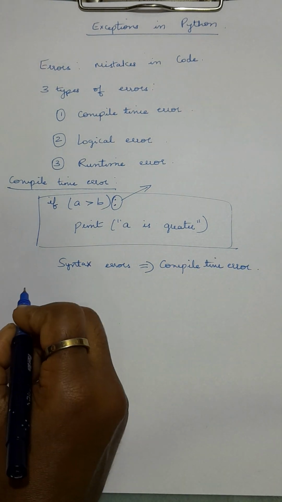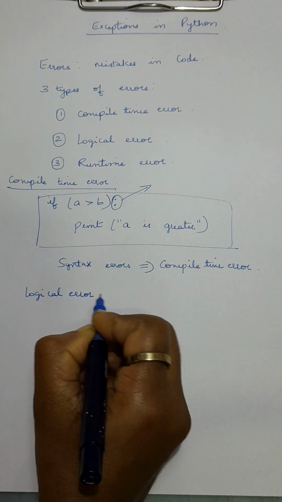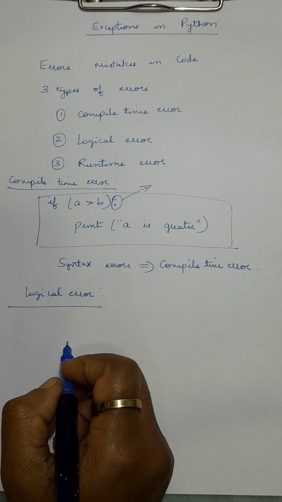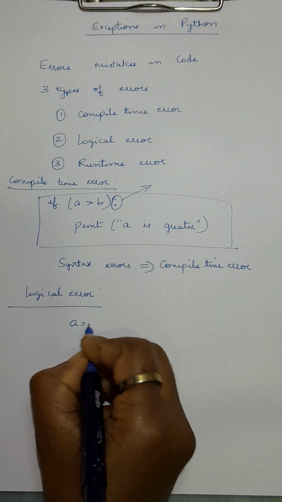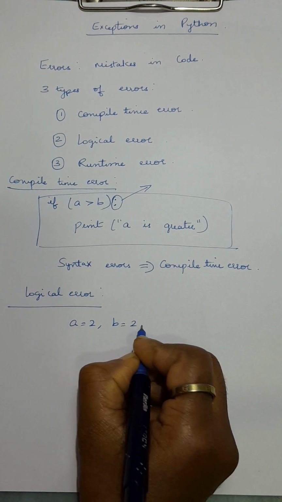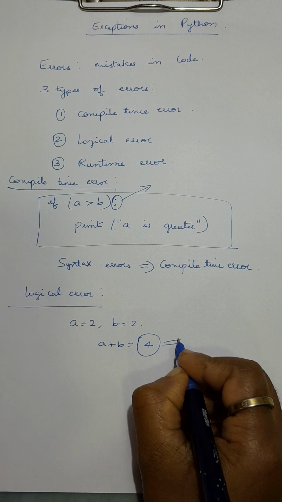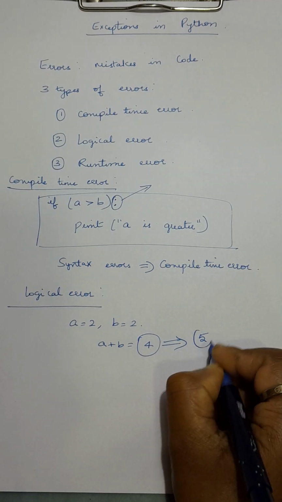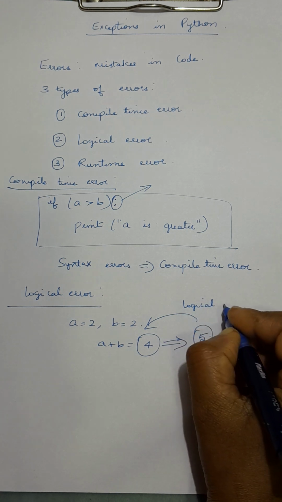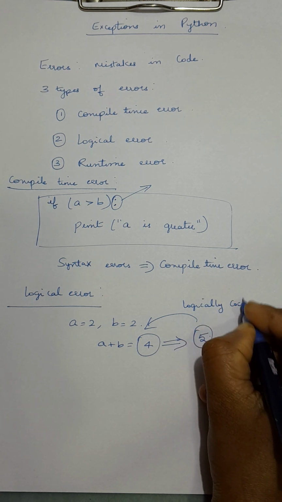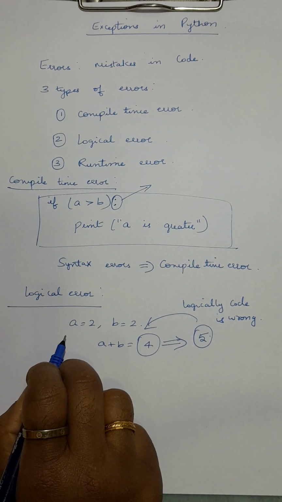Got it? Second one, logical error. What is logical error? When a programmer is writing the program, suppose I have A is equal to 2, B is equal to 2. I want to print A plus B. The answer should be 4. But instead of getting 4, if I get the answer as 5, there is some logic mistake. Logically, the code is wrong. Such type of error is called a logical error.